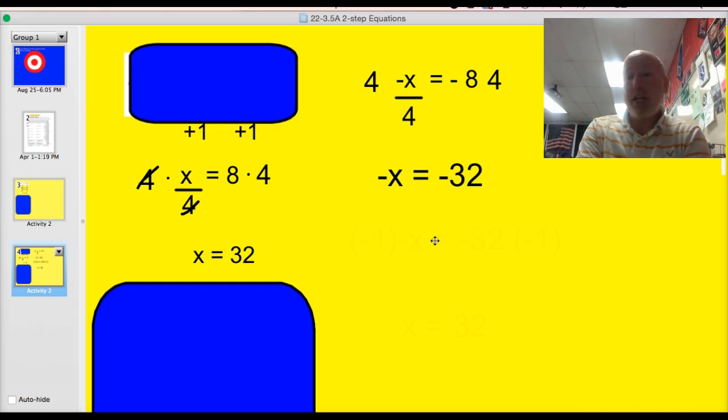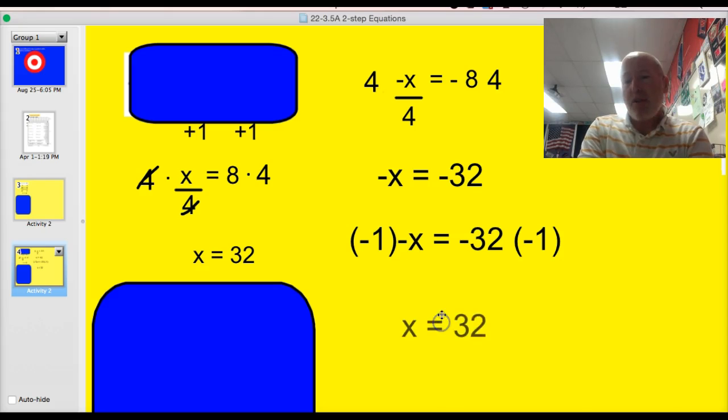Papa Bear don't like negative variables. So multiply both sides by a negative 1. Now you have a negative times a negative. And when you do that, you end up with x equals 32. So remember that little trick.